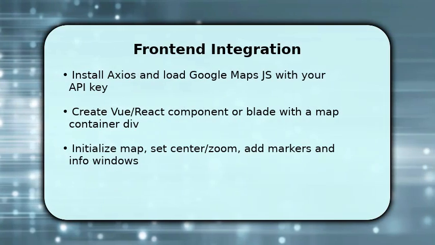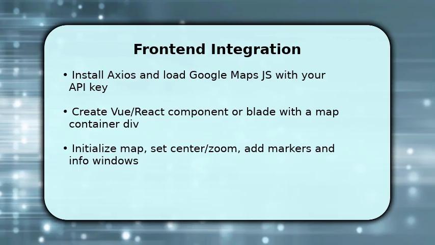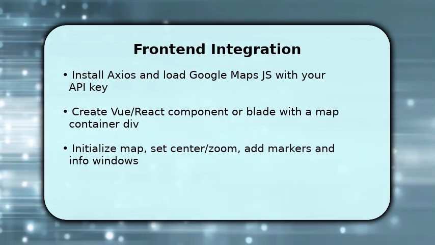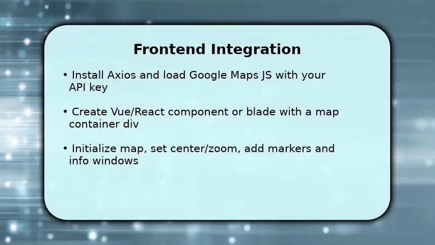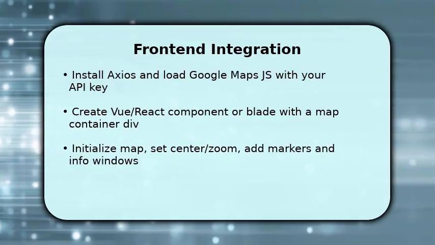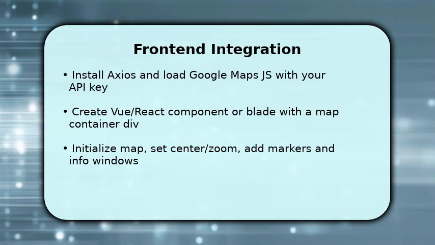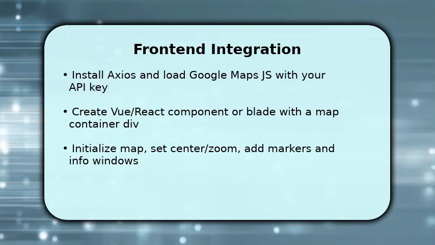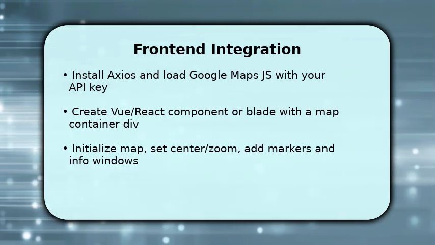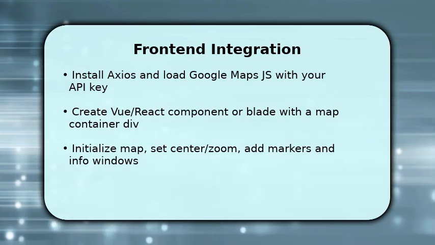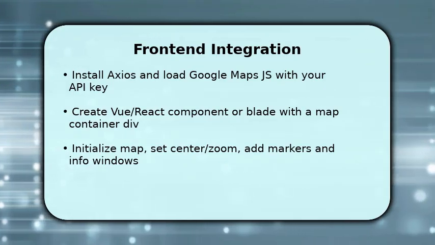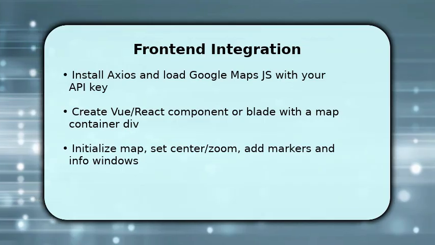Now you wire the front end. Load the Google Maps JavaScript library with your key and create a map container in a Blade or SPA component. Use Axios to fetch location data from Laravel endpoints, then initialize the map with a center and zoom level. Add markers by iterating data, attach info windows for details, and debounce map events to limit requests.